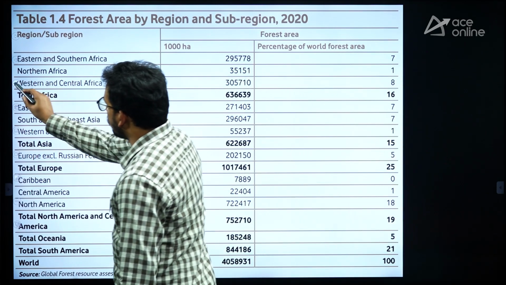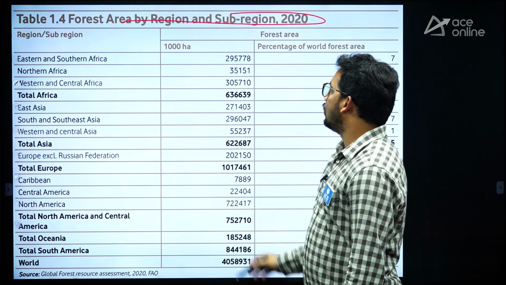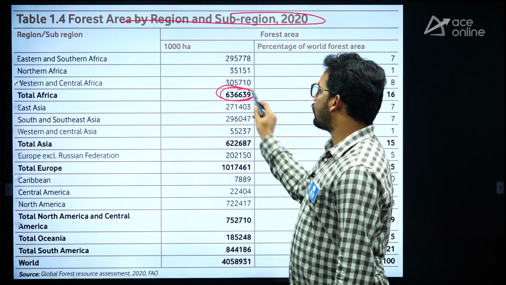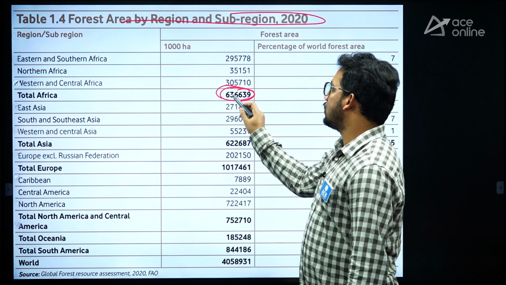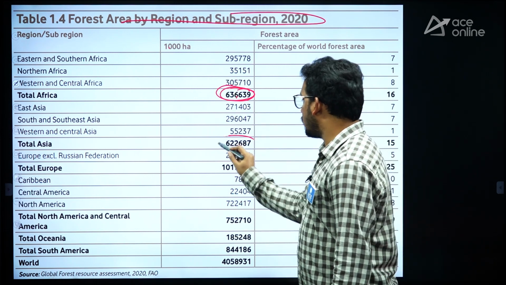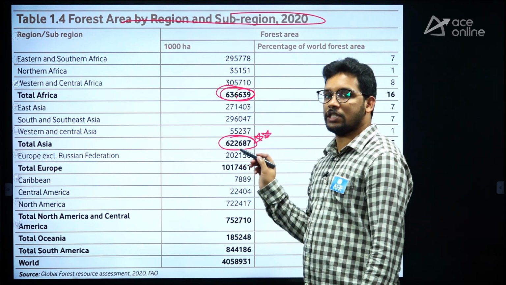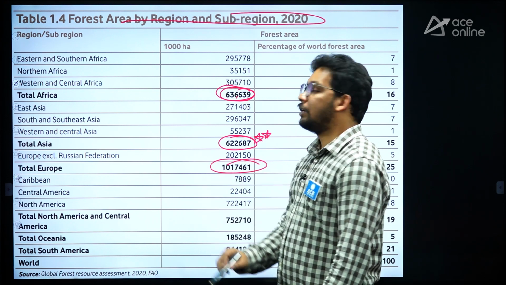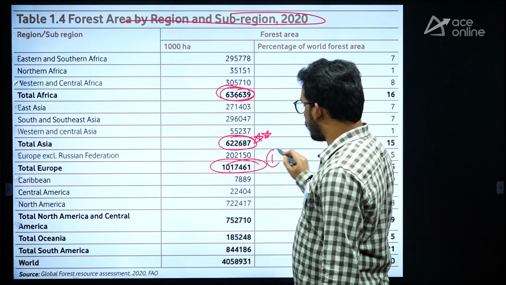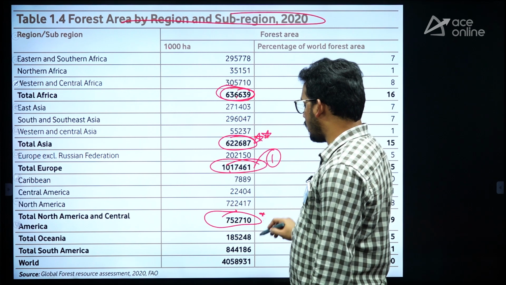Now we also have the forest area by region and sub-region as of 2020, right? So here in terms of total 1000 hectares, you can see the total African forests are 6,36,639 thousand hectares. Asia we have 6,22,687. This number is important as we are from Asia. And then total Europe 10,17,461. So out of all the continents, Europe is the first. Then we have North America and Central America together 7,52,000.